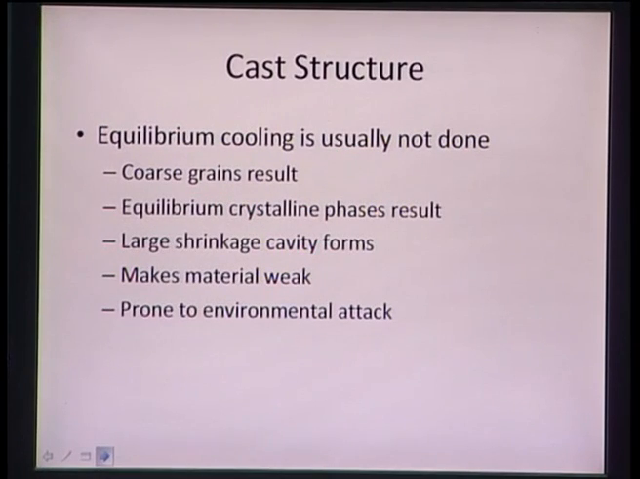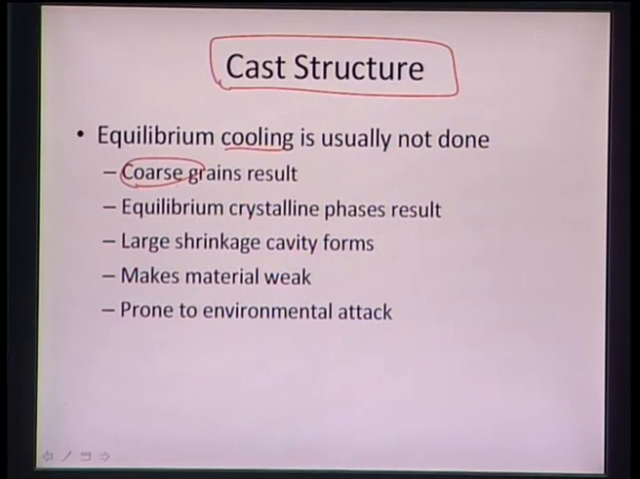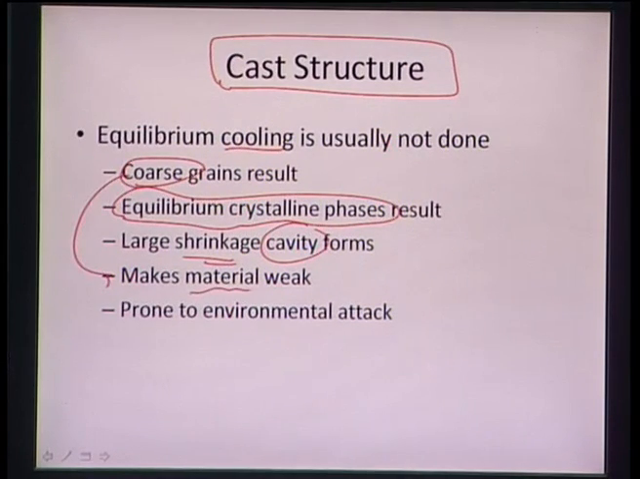As we had seen earlier, we can also use casting to get a particular shape, and the problem with casting is that once we cool the material in equilibrium, we get a very coarse material; the grain structure becomes very coarse. Though we will get some equilibrium crystalline phases, it will lead to a very large shrinkage cavity, and with a large shrinkage cavity and very coarse grains, the material becomes very weak, and once the material has become weak, it will yield to environmental attack.